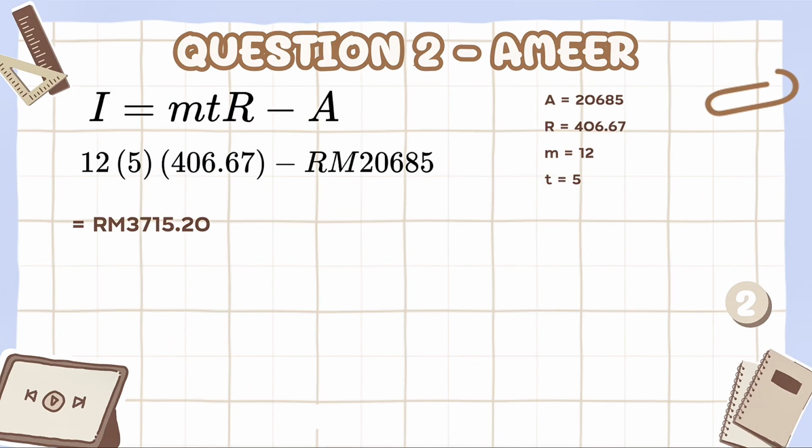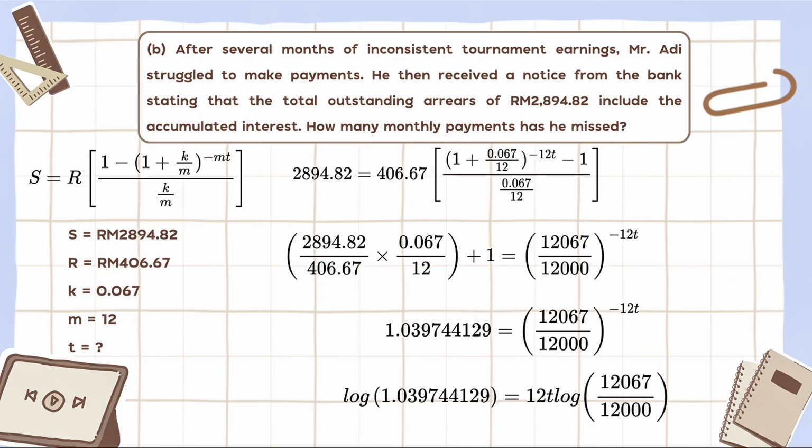Then we have to find the total interest that Mr. Adi has to pay. In order to find the total interest that Mr. Adi has to pay, we have to use the I equals MT R minus A formula. After that, we have to substitute the value first, and then the final answer is 3,750 ringgit 20 cents. For the next question, we need to find how many monthly payments Mr. Hadi has missed. To find it, we have to use this formula.